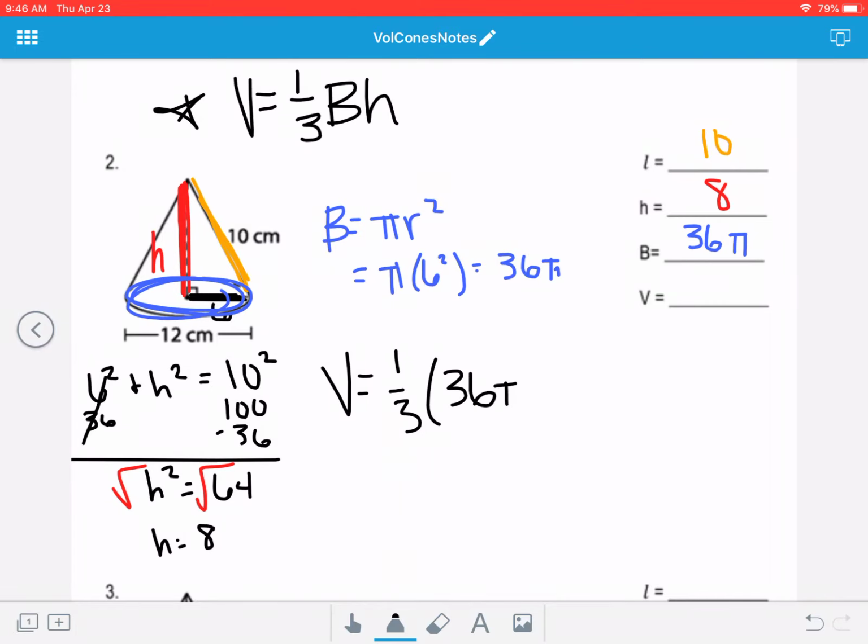1/3 times 36 pi times 8. Again, I'm going to keep this in exact form. 1/3 of 36 is 12, and then I can take 12 times 8, which is 96 pi centimeters cubed. Hopefully if you paused that and did it on your own, you got the same thing.